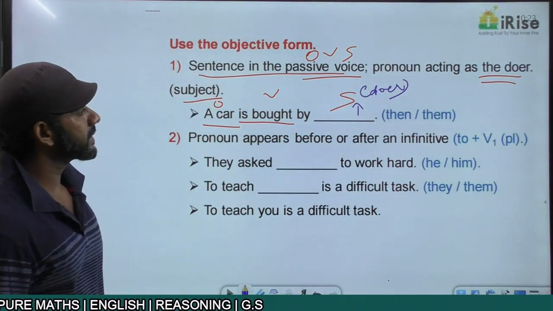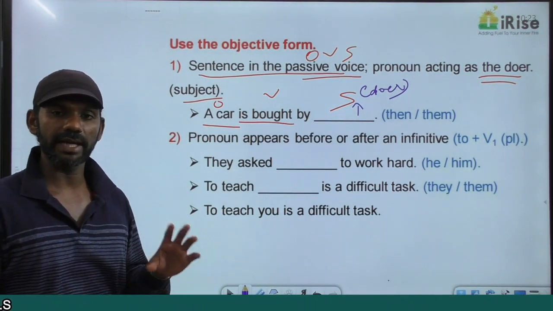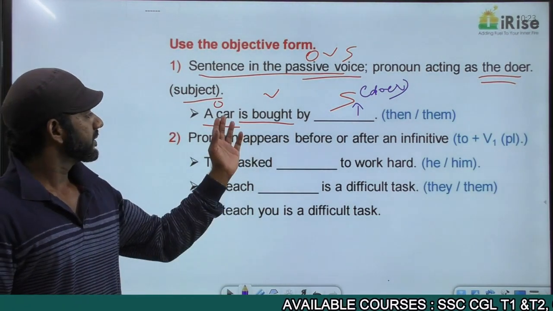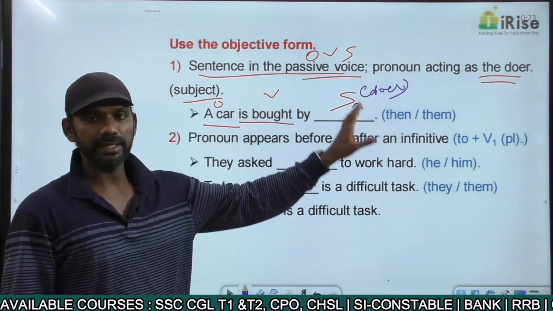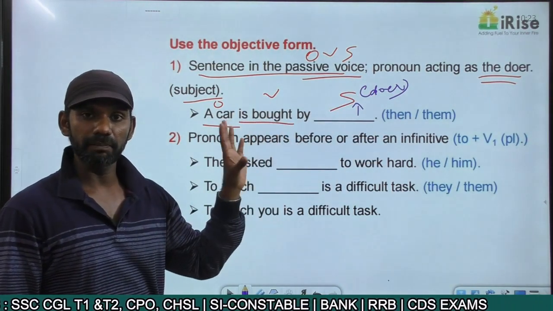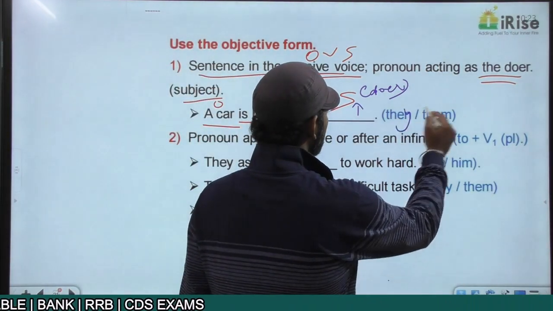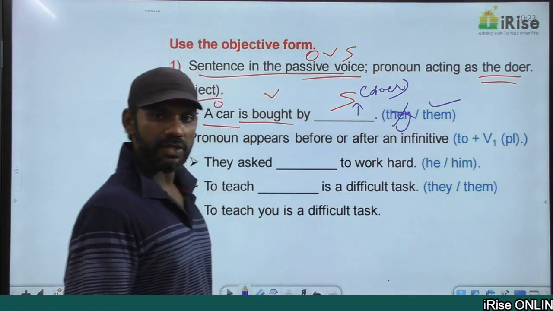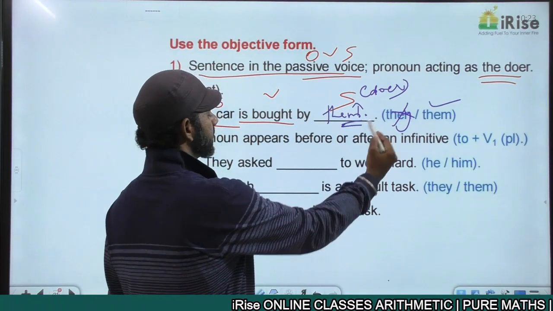The very first rule says, when the sentence is in the passive voice and when the pronoun acts as a doer, that pronoun must be in the objective form. This sentence is in the passive voice and the pronoun is acting as a doer here. So this pronoun must be in the objective form. Based on that, they is eliminated, it must be them. They is subjective, whereas them is objective. So, a car is bought by them.